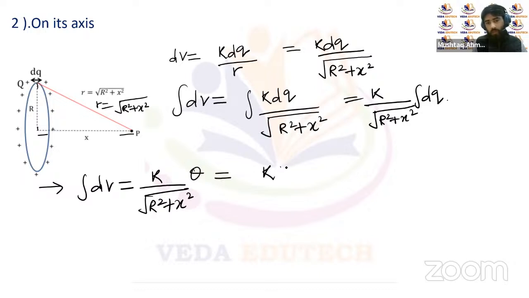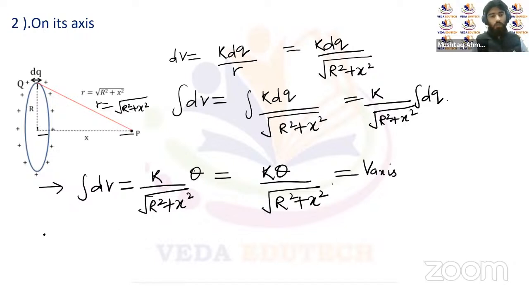So it means that the total potential at the point P due to the whole ring on its axis will be kq upon under root of r square plus x square, right? So integral dV will be V. So on axis, V axis will be kq upon under root of r square plus x square. This will be the total potential at this point P on the axis of this ring.